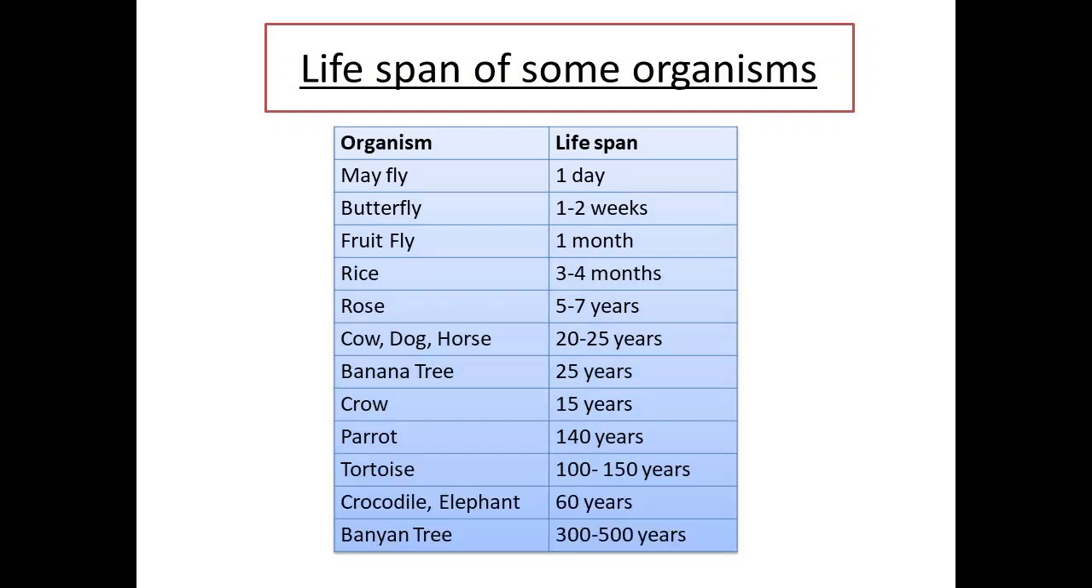Then crocodile and the elephant, the big animals, approximately 60 years. Banyan tree, that is pipal or bargad. It grows for thousands of years, but we have to follow the certain figure which is given in your NCERT. So the banyan tree lifespan is approximately 300 to 500 years. So as I have already discussed with you, the basic term is reproduction.